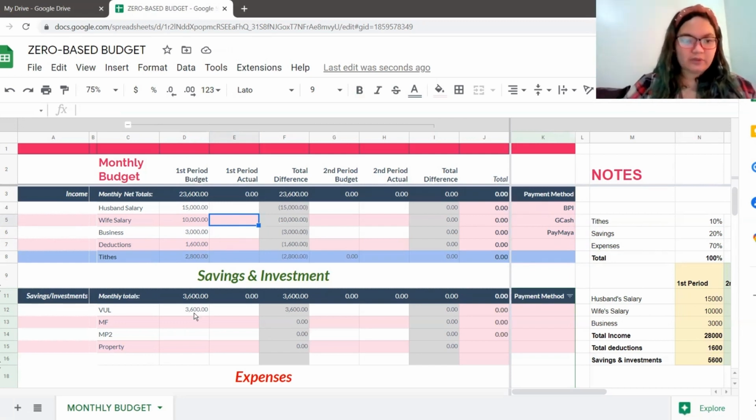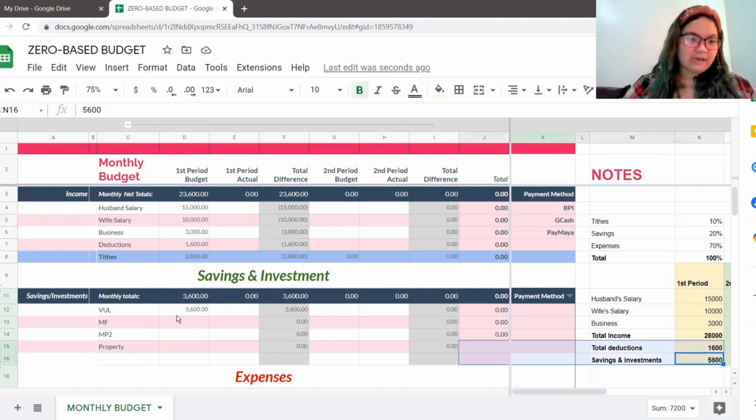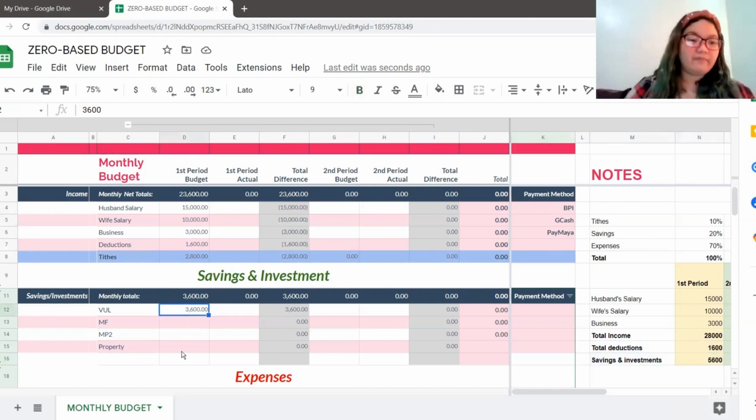Let's say for example, nalagay ko na yung VUL. Nakalagay dito sa example natin na yung savings and investment ay 20% ng total income which is 28,000. So ang 20% nun ay 5,600. I-divide natin to dito sa kanyang mga savings and investment. Let's say for example, may VUL or yung variable universal life na insurance.